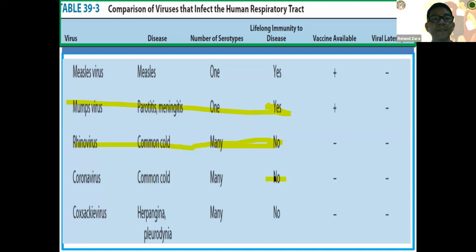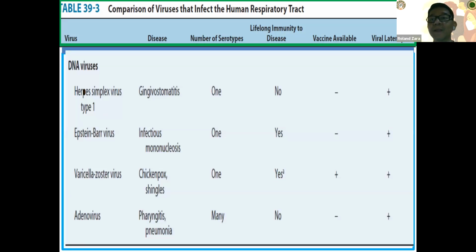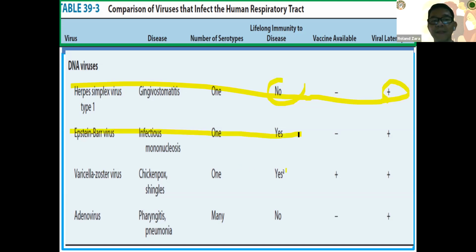Sa common colds. You see the herpes virus, diba? It remains latent in the dorsal ganglion. That's why there is viral latency, but there is no lifelong immunity. But in terms of varicella, chickenpox, there is lifelong immunity. Epstein-Barr, there is lifelong immunity. So all of this has viral latency, okay, including the adenovirus.